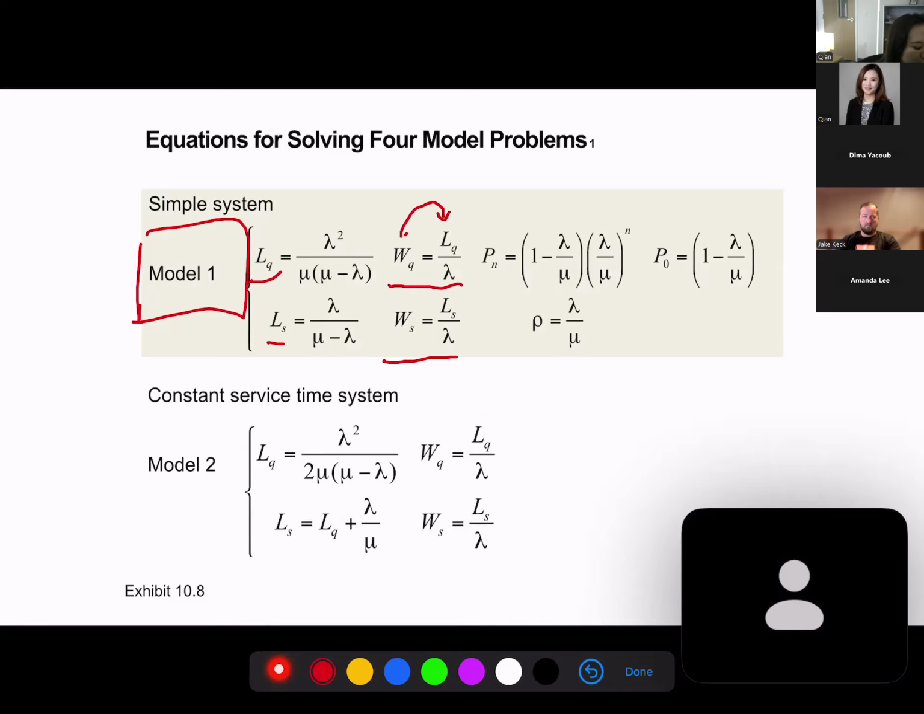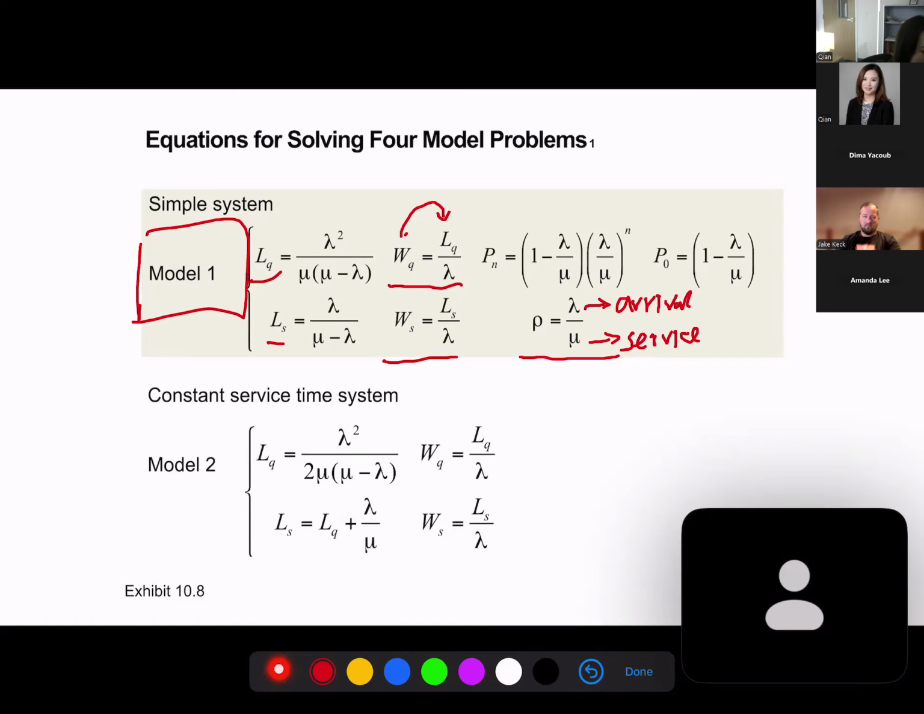The rho here is what we use as our utilization, because this is the arrival rate, while this is the service rate. So this is the arrival rate and this is the service rate. So you can figure out that this is the utilization.